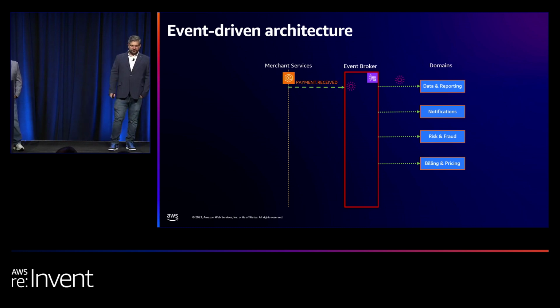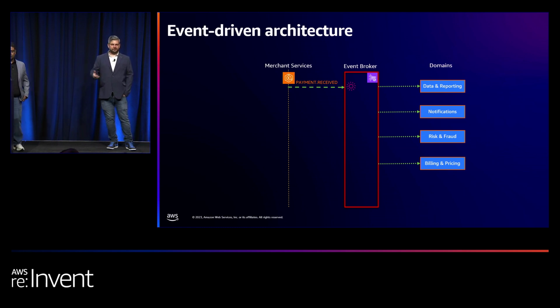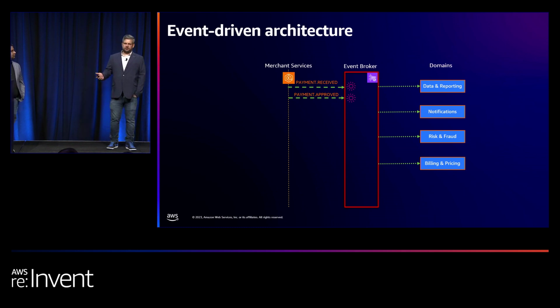So we get a payment received. That's cool, but we might also want to report on that so that our merchants can see how much they sent us, whether it got approved or declined or whatever. Payment approved, also good, but now maybe risk cares or, again, data and reporting. Data and reporting always cares, for the record. They just eat everything.